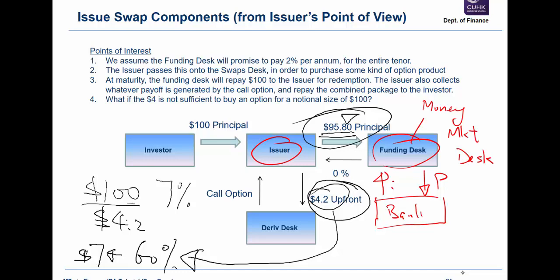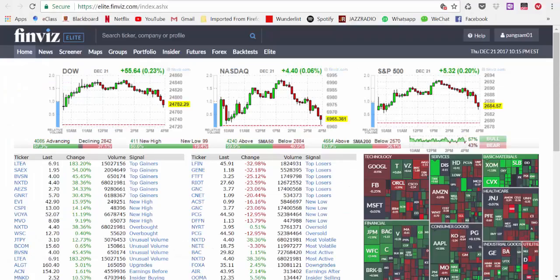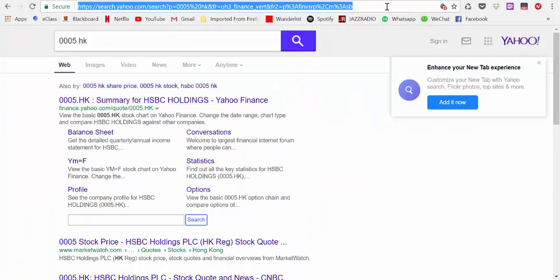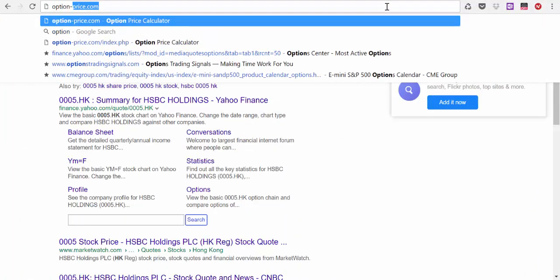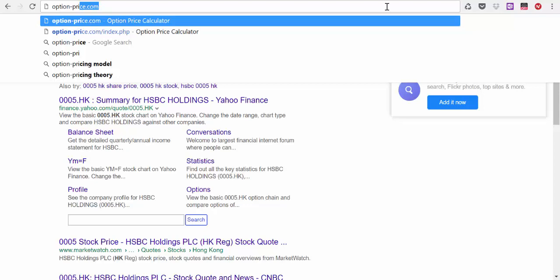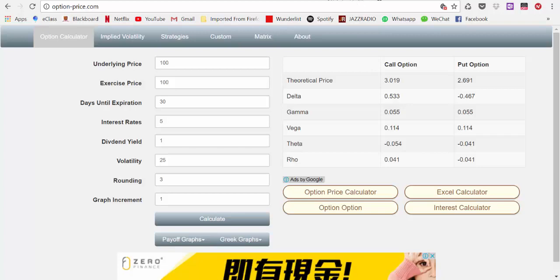Absolutely. That's a very good point. Now, since he made that point, let me introduce you to a good friend that you're going to see almost every time from now on. It's a website called optionprice.com. What do you think it does? It prices options, okay? It's very simple, it's primitive, but it does its job.